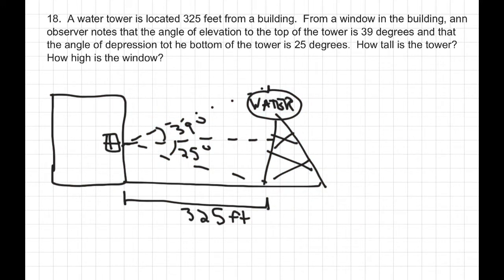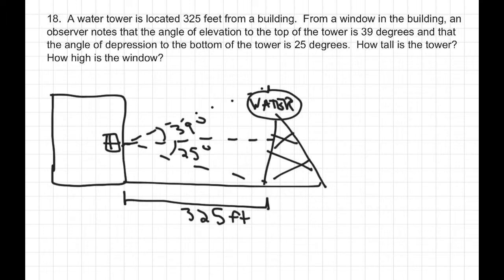Number 18. A water tower is located 325 feet from a building. From a window in the building, an observer notes that the angle of elevation to the top of the tower is 39 degrees, and that the angle of depression to the bottom of the tower is 25 degrees. How tall is the tower? How high is the window?